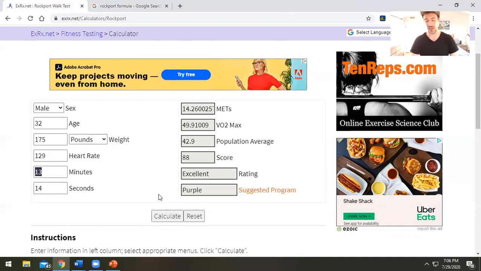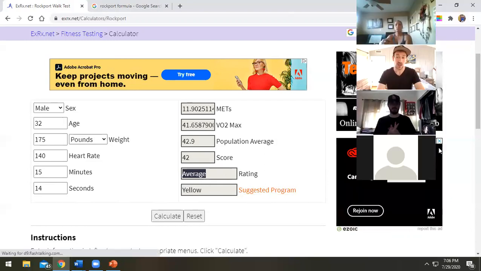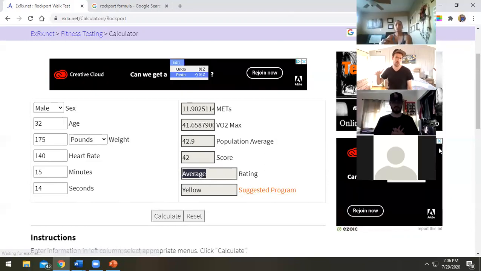Let's say it took me 15 minutes and at the end of it, my heart rate was 140. Well, now my score is going to be average, right? So I'm eligible for zone 2, but zone 3 is a little too intense. I'm likely to overtrain. I'm likely to plateau. I'm likely to not get the results I want.